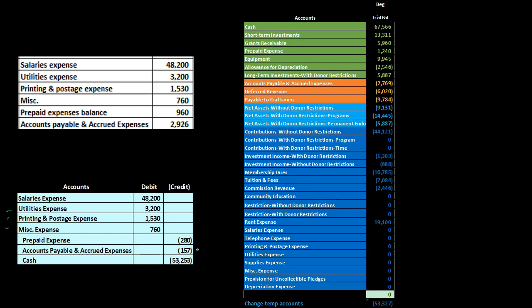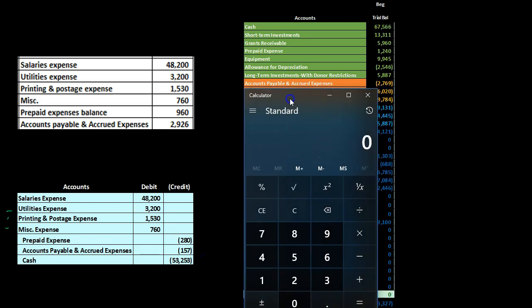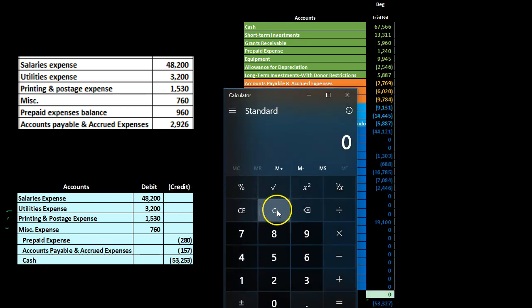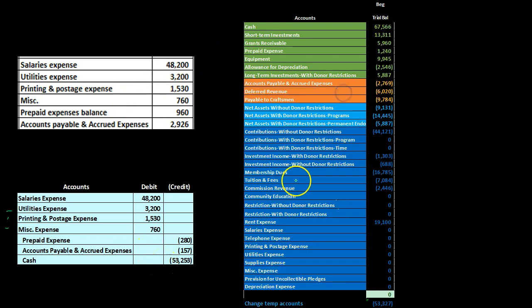And then if we were to take the debits minus the credits, that's what we're going to say was paid for with cash throughout the time period. So of course that would be, let's do the math here, 48,200 plus the 3,200 plus the 1,530 plus the 760 minus the 280 minus the 157. And that's going to be the 53,253. That's going to be the cash. So the debits then equaling the credits, we can then post this out.